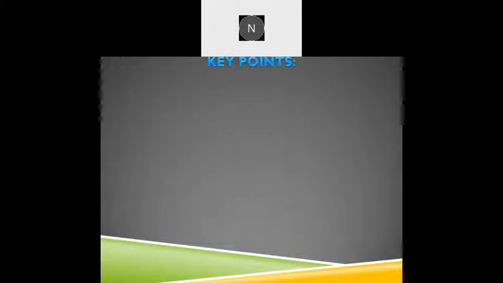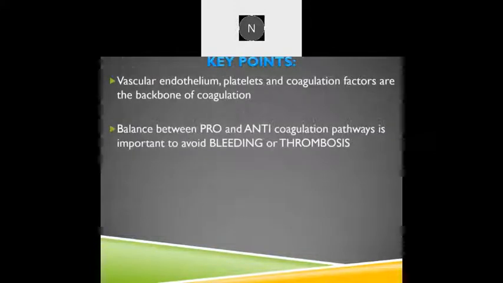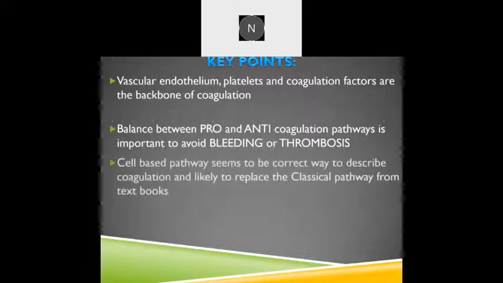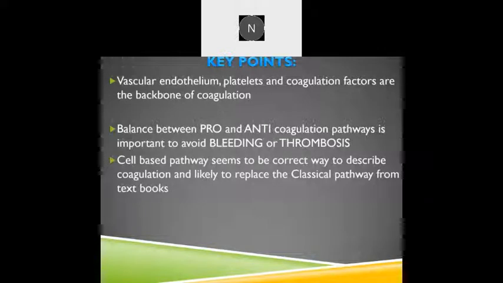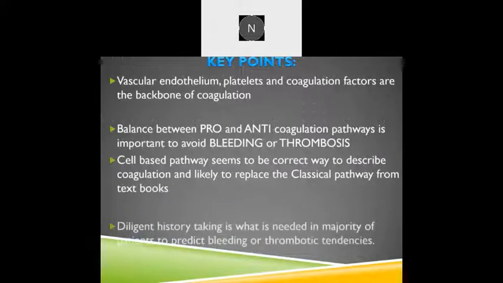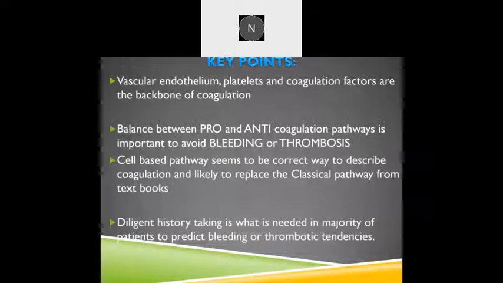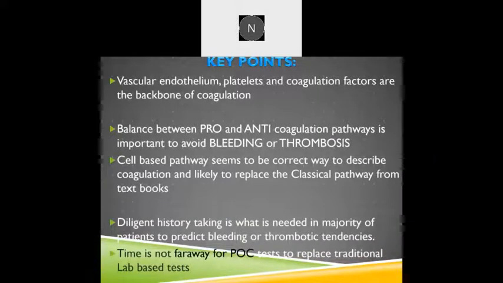Vascular endothelium, platelets, and coagulation factors are the three backbones of coagulation. And there should be a balance between pro- and anticoagulant factors; imbalance will result in bleeding or thrombosis. The cell-based pathway seems to be the correct way to describe coagulation and is likely to replace the classical pathway from textbooks soon. Diligent history taking is what is needed in the majority of patients to predict bleeding or thrombotic tendency. The time is not far away for point-of-care tests to replace traditional lab-based tests.